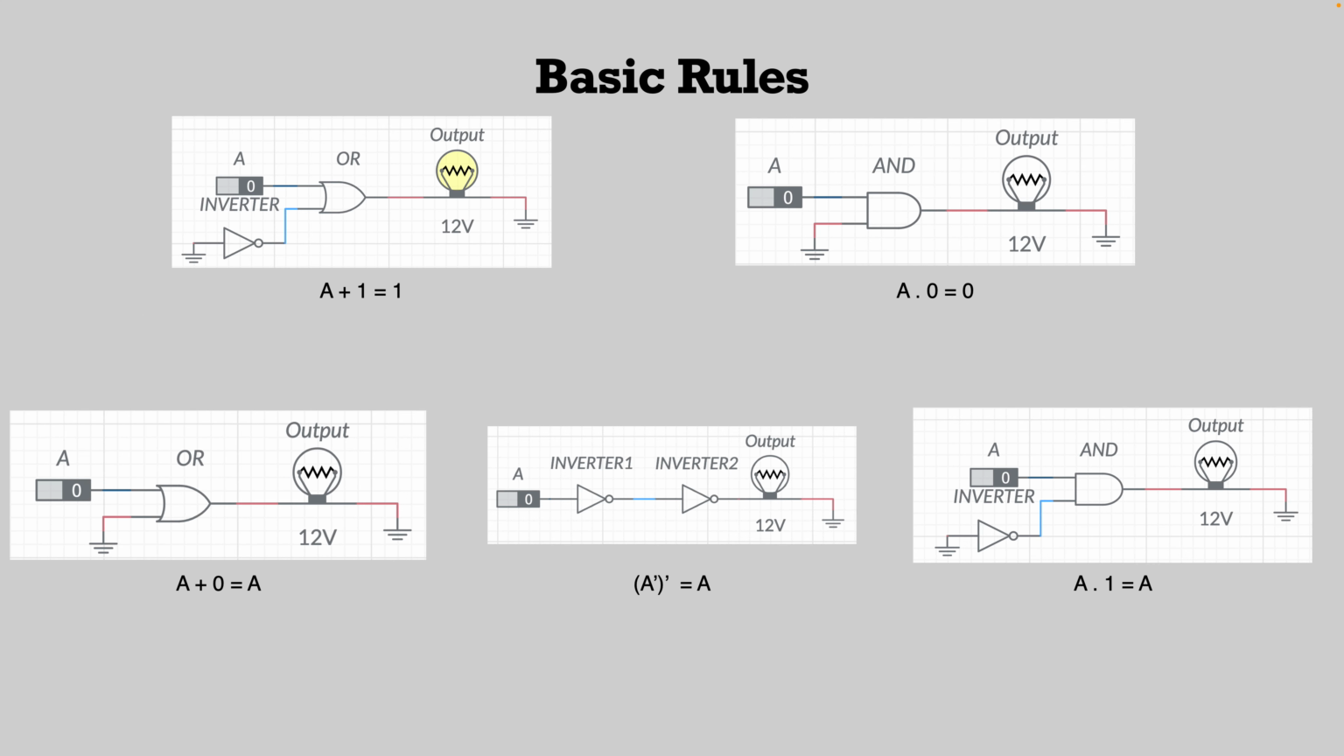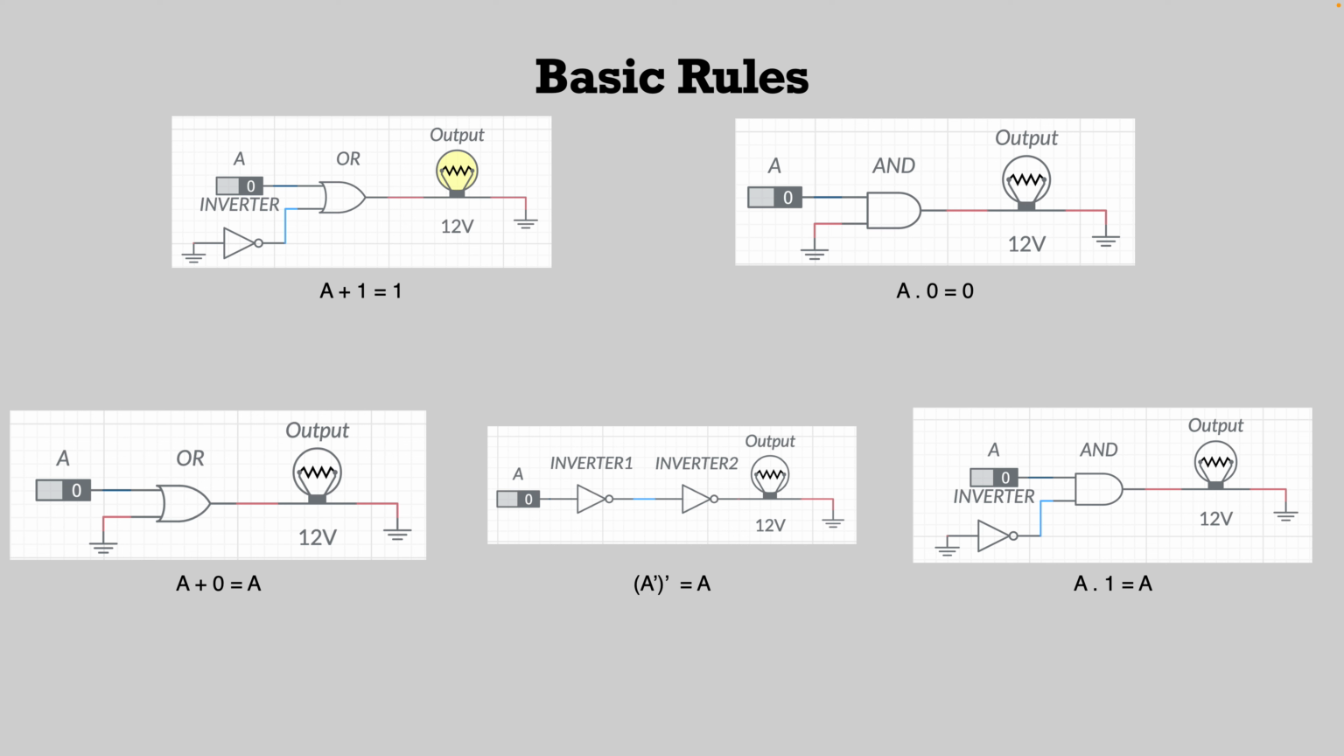So here are some of the basic rules. First, if you have a variable ORed with a 1, then it's always going to be 1, because you only need one of the two things in the OR to be 1. So if one of them is already 1, it doesn't matter what the variable is. Second, we have A AND 0, which is always going to be 0, because for the AND gate, you always need both of them to be 1. So if one of them is 0, then it doesn't matter what variable A is. It's always going to be 0.